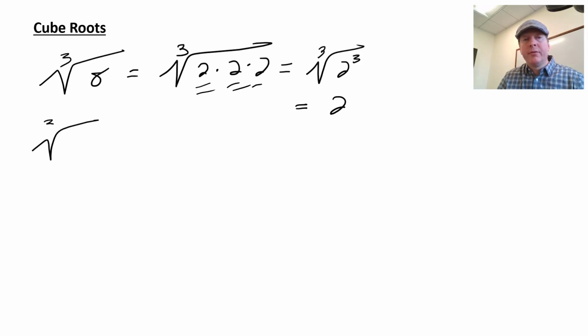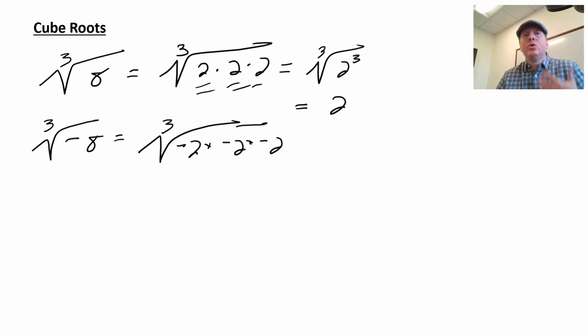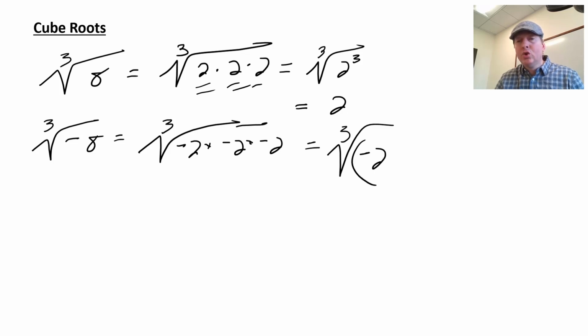The cubed root of -8 is the cubed root of -2 times -2 times -2. So -2 times itself 3 times. That's the same thing as the cubed root of -2 cubed. And here again, the cubing and the cubed root cancel each other, so it'll be -2.